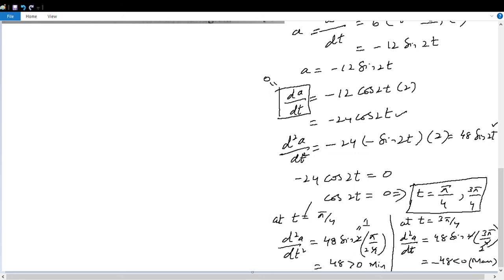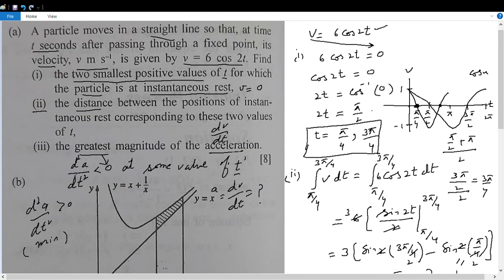So at t equal to 3 pi over 4, we are getting d square a over dt square less than 0. As I told you, because we were finding the greatest magnitude, d square a over dt square must be less than 0 at some value of t. That value we have found, and that value is 3 pi by 4, sorry. And now at this value 3 pi by 4, we will find out the value of a.